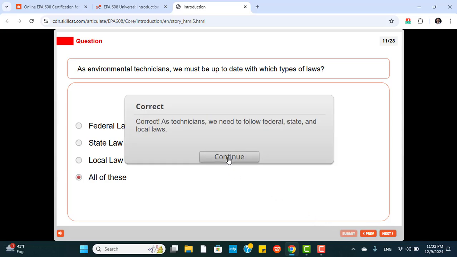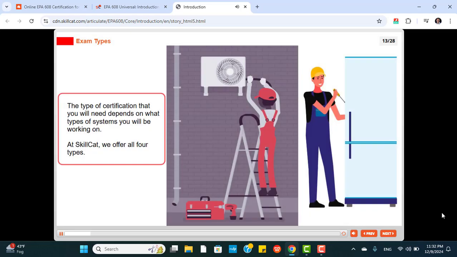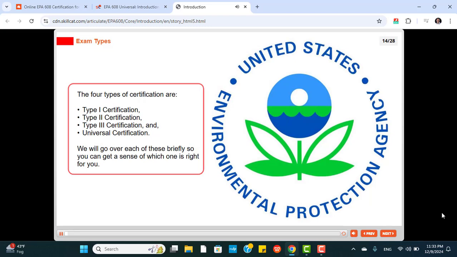There are 4 types of EPA 608 certification. All types of EPA certification include EPA Core, which comprises essential content necessary for all certifications. The type of certification that you will need depends on what types of systems you will be working on. At SkillCat, we offer all 4 types. The 4 types of certification are Type 1 certification, Type 2 certification, Type 3 certification, and Universal certification. We will go over each of these briefly so you can get a sense of which one is right for you.